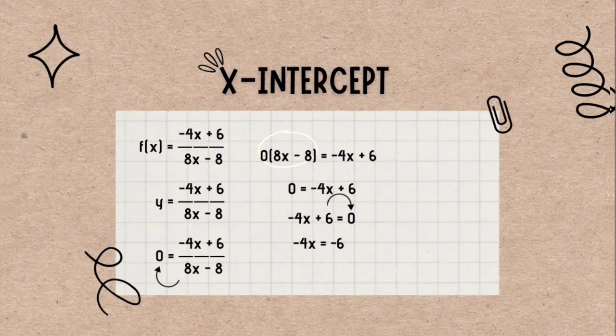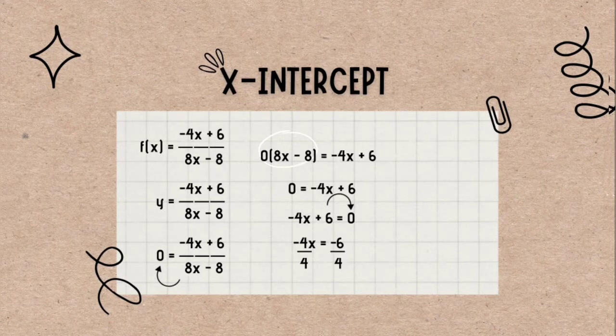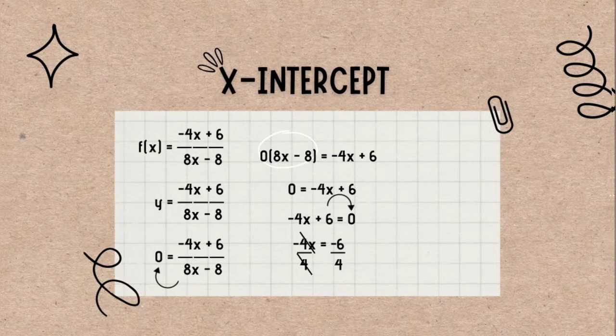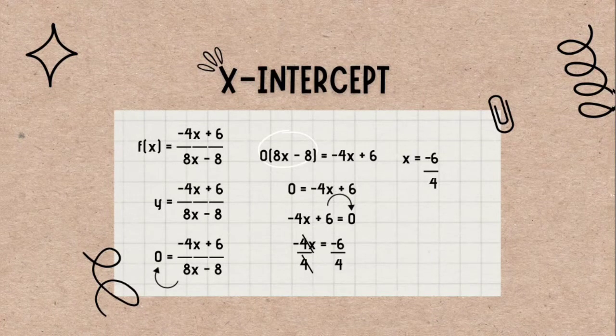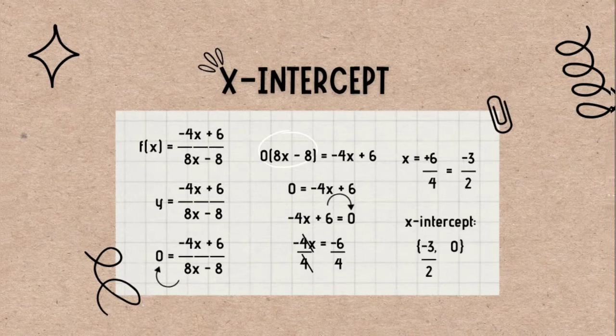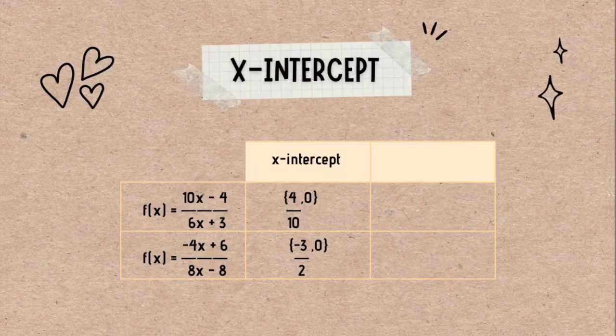So, ilipat natin. Magiging negative 4x equals negative 6. So, solve na natin para sa x. Negative 4x divided by negative 4, cancel out. Negative 6 divided by negative 4 equals negative 6 over negative 4. So, simplify. Negative 3 over negative 2. So, yan. Yan ang answer. Yan lang. Ganyan lang kadali.